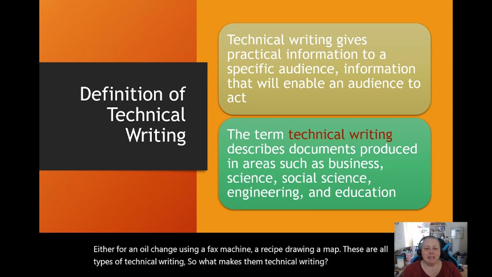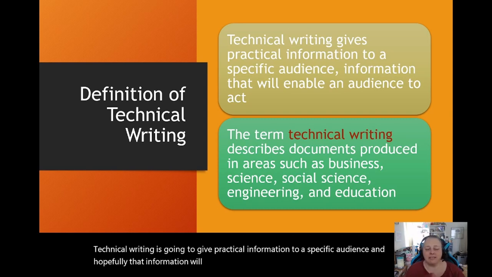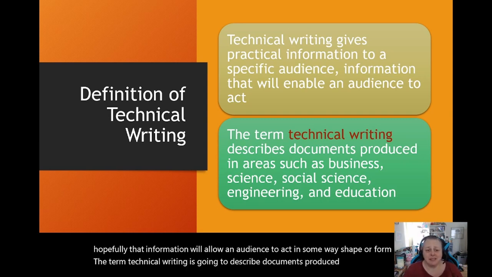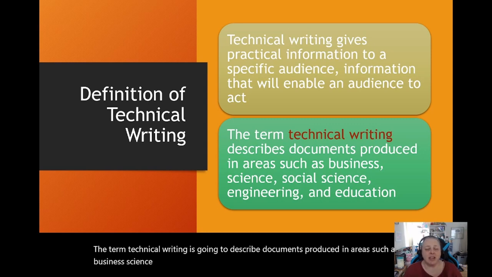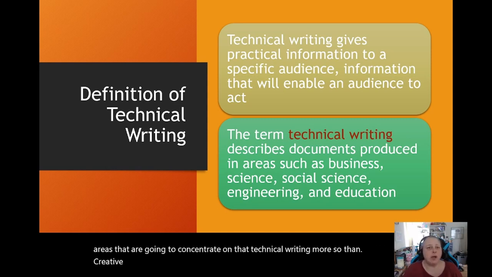Technical writing is going to give practical information to a specific audience, and hopefully that information will allow an audience to act in some way, shape, or form. The term technical writing is going to describe documents produced in areas such as business, science, social science, engineering, education. These are definitely the areas that are going to concentrate on that technical writing more so than creative writing, which is probably what you think of more when you think of writing.